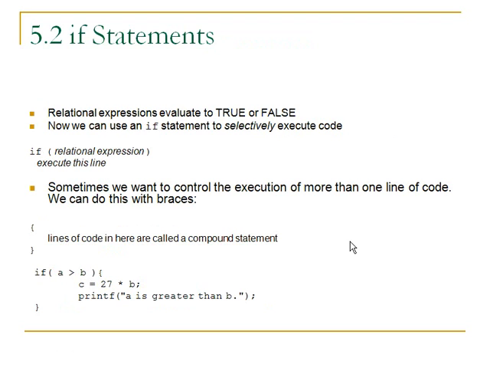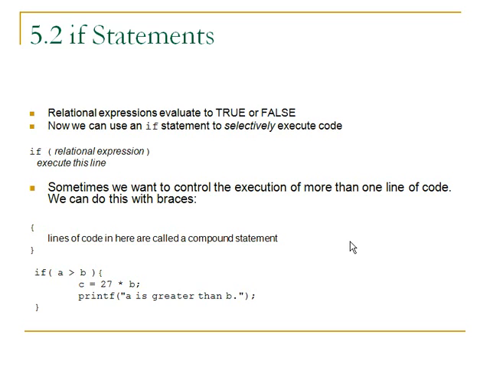So we're going to write an if statement now to selectively execute code, and here's the general form. If, and in parentheses, a relational expression, if it evaluates to true, then we will execute the following line of code. Sometimes we would want to control the execution of more than one line of code, and we can do this with braces. What's inside of braces is called a compound statement. The rule is an if statement controls one statement or one compound statement.